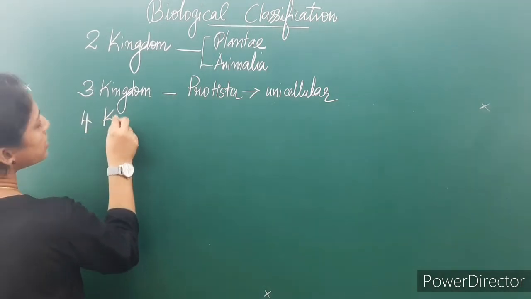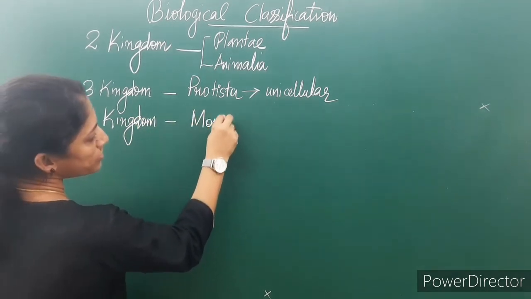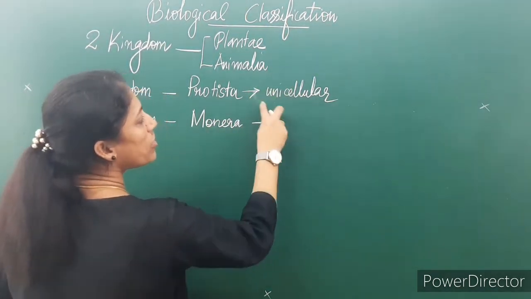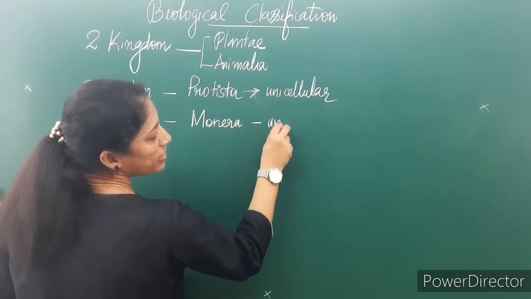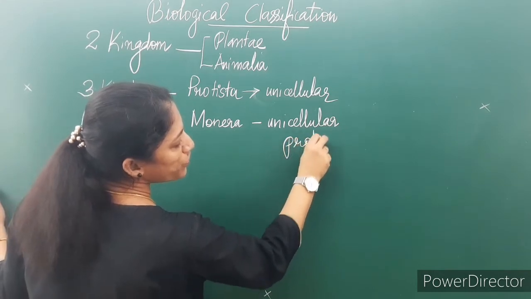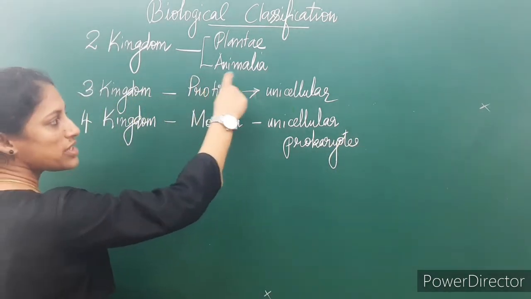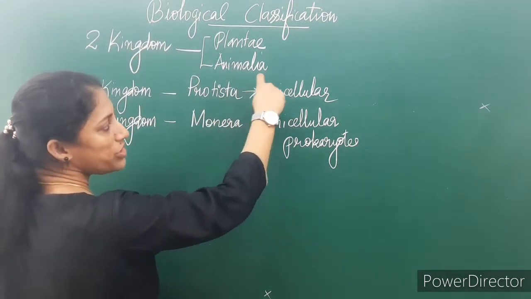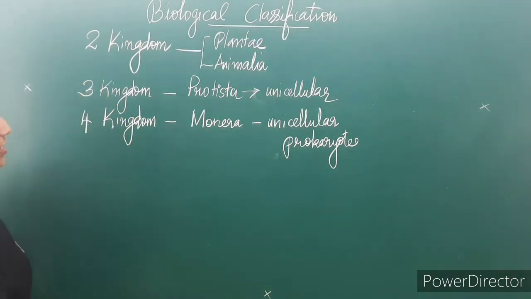In the four kingdom classification, the next kingdom introduced was kingdom Monera. According to the three kingdom classification, all unicellular forms were under kingdom Protista, whereas kingdom Monera separated unicellular prokaryotes. All prokaryotes were placed under it. Now, under the four kingdom classification, Protista has only unicellular eukaryotes, and in order to place prokaryotes, there is a separate kingdom Monera.